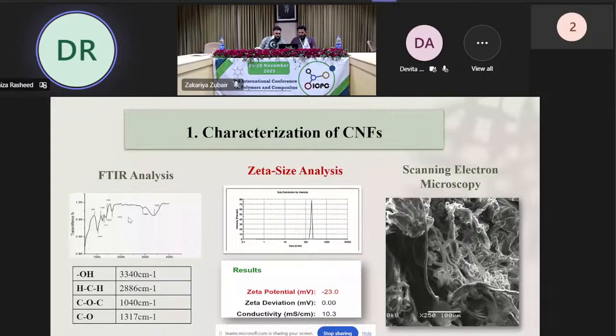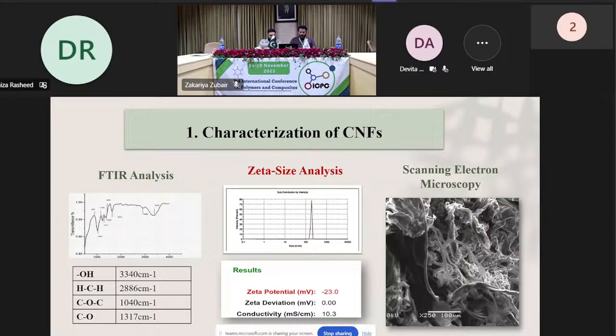Then we also did zeta sizer analysis. So we know that the cellulose nanofibers are of uniform size, and there are no additional groups present, and that has been verified by zeta sizer analysis. We have also looked into the zeta potential. When the zeta potential is on the negative side, that means the cellulose nanofibers that we have produced are stable in structure. And in scanning electron microscopy, we were also able to see the fibers in these materials.